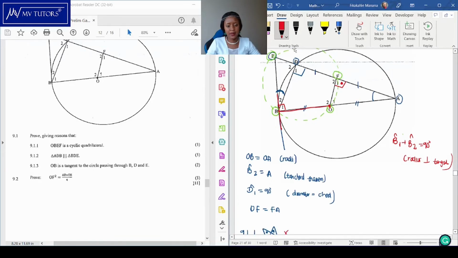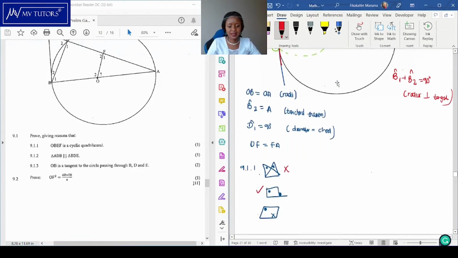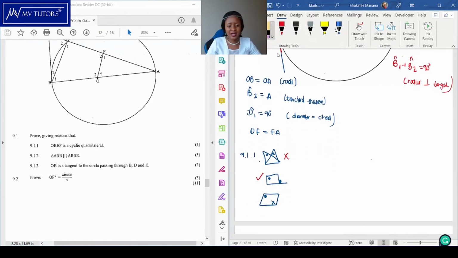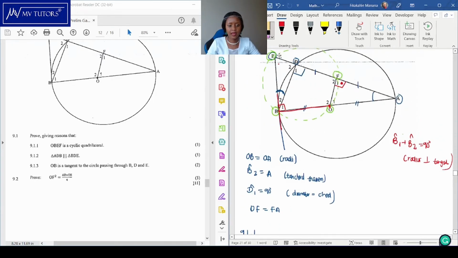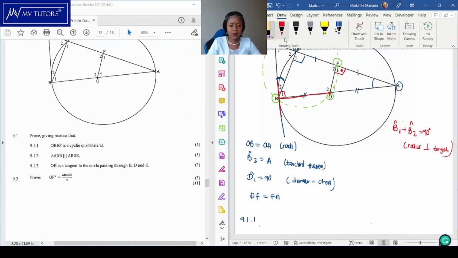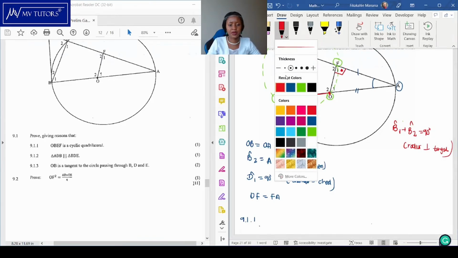Opposite angles: again, I would have to know what E is, and I would have to know what O2 is. I don't know it. And I know B1 and B2 is 90. F2, I would have to prove somehow that F2 is 90. But let's go with what we've just discovered. So we're going to go with F1 being equal to B1 plus B2.